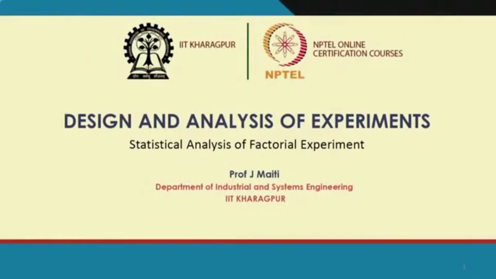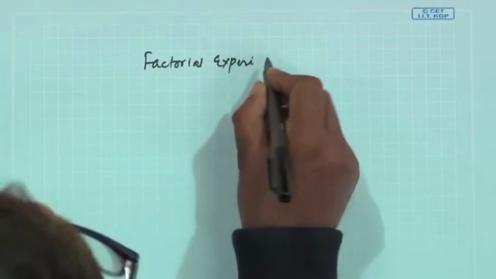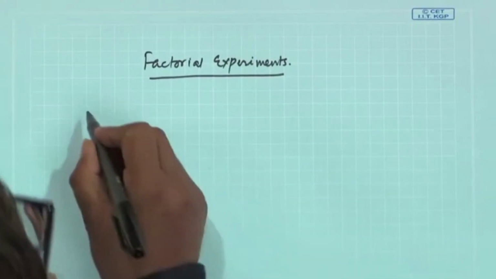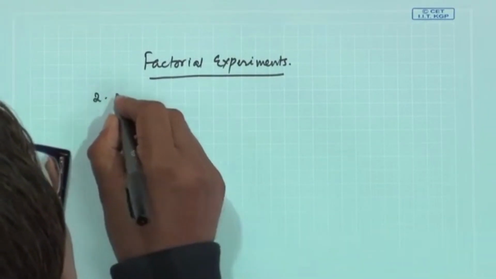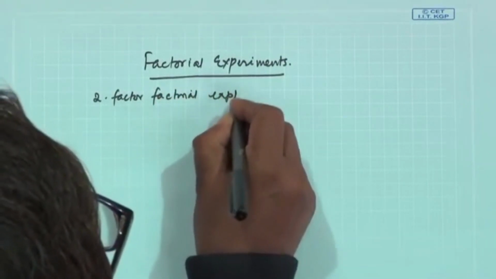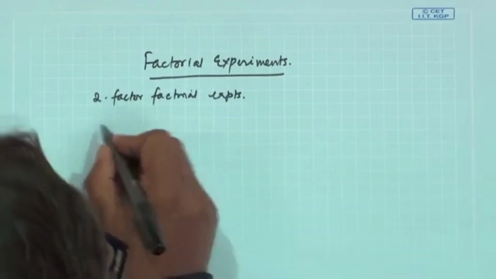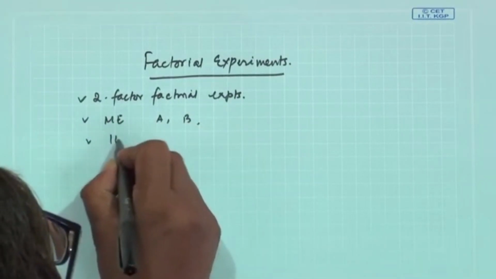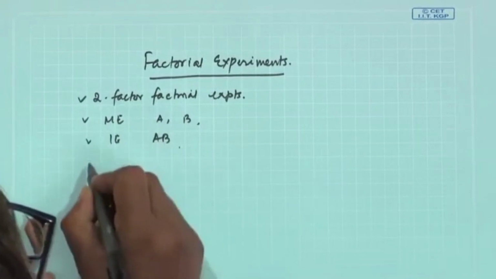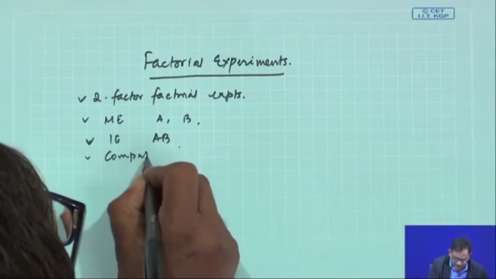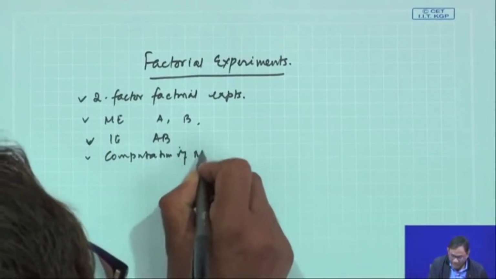Welcome. We will continue with factorial experiments. In the last class, we discussed the two-factor factorial experiment. We discussed the main effects A and B, the interaction effect AB, and how to compute the main and interaction effects, ME and IE.